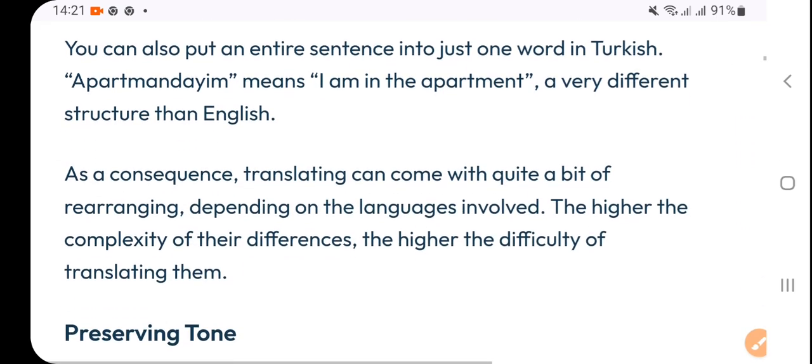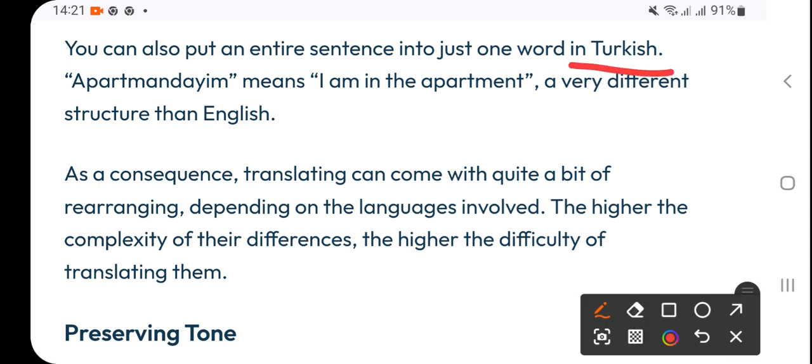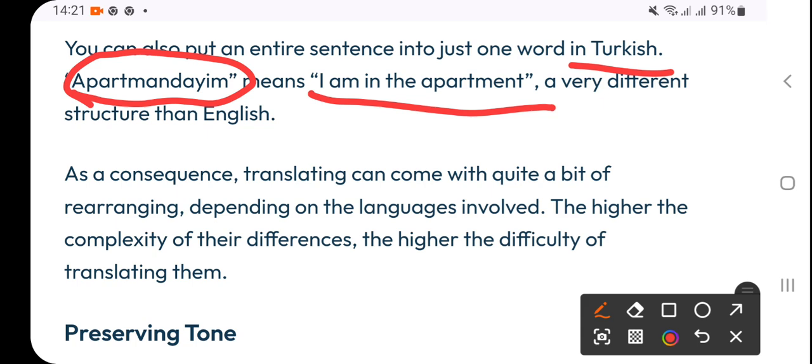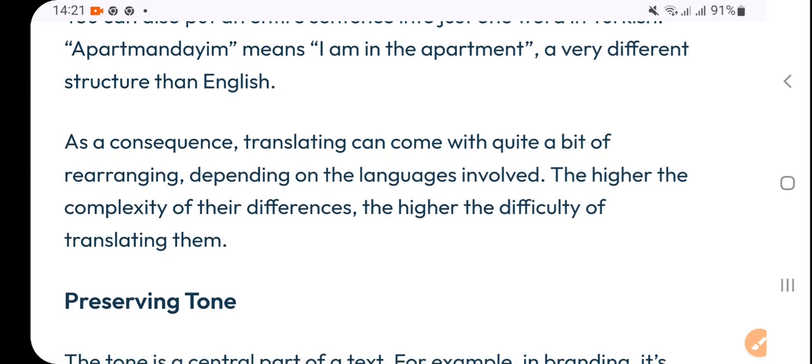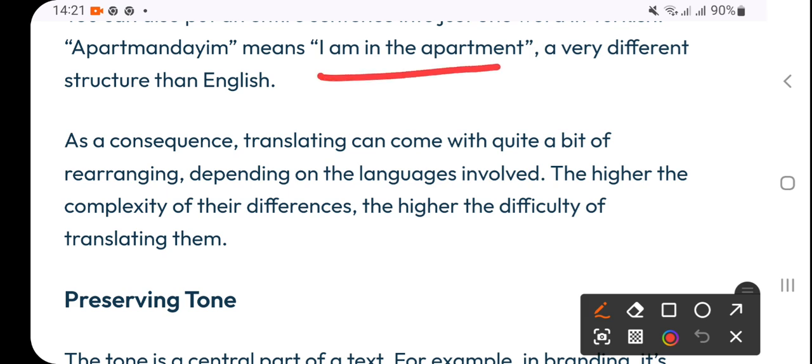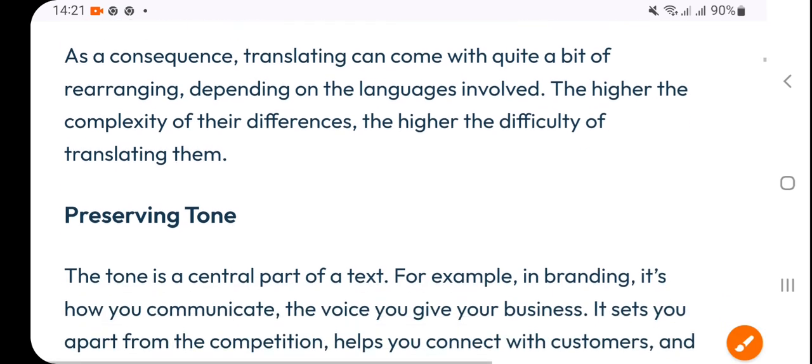Anyway, now you can also put an entire sentence into just one word, even in Turkish. It was amazing that this sentence actually means I am in the apartment. So that's just one word, no word order. I am in the apartment. A very different structure than English. That is why it's a very big challenge, because in English there are five words in I am in the apartment, but in Turkish there is only one word, right? So this is the difference.